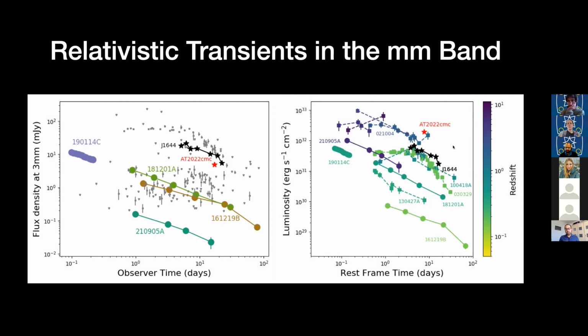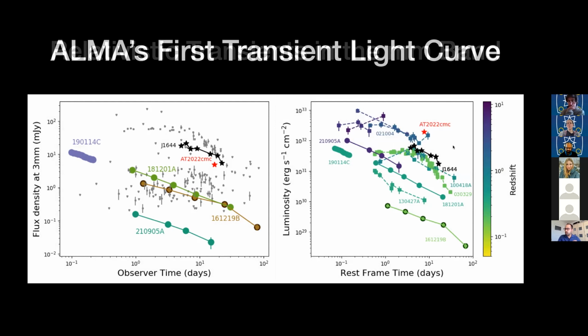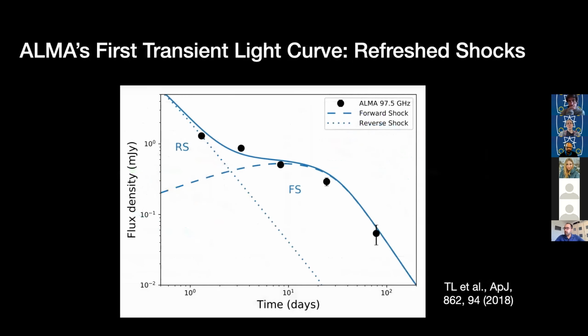So in the remaining time, I'm going to walk you through some highlights from these ALMA observations. This one, GRB 161219B here in brown, is the first ALMA light curve of a gamma ray burst afterglow. And as far as I'm aware, it's the first ALMA light curve of a transient. The ALMA light curve for this event has 2 contributions.